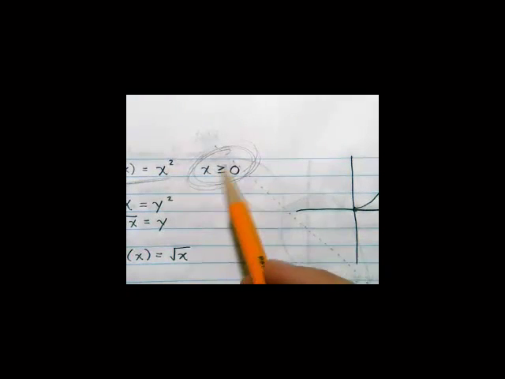So when you see this little thing over here next to an equation, don't ignore it. It's actually there to help you. It's giving you something where you don't need to actually worry about the whole graph. You're just having a little piece of it. Sometimes it will be x greater than or equal to 0. Sometimes it might be x less than or equal to 0. So maybe you just have the left half and not the right half.